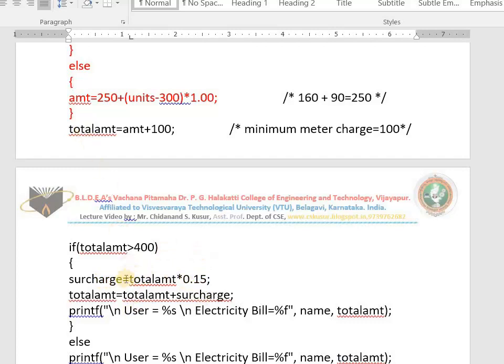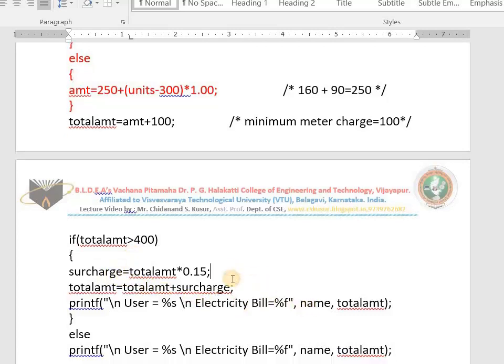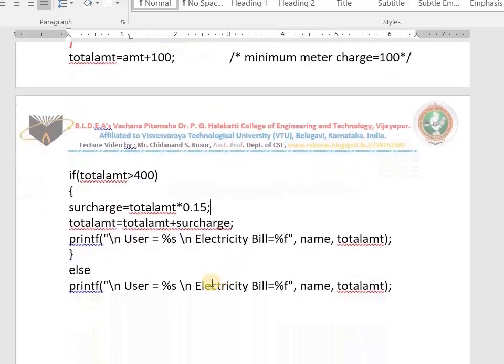That surcharge you have to add into the total amount. Already we calculated the total amount. We calculated the surcharge. That one we add into the total amount. Now we have calculated the total amount. You have to print the username. The user name, percent s, which is a string variable, name is there, and electricity bill is available in total amount. If the total amount is more than 400, then only we calculate the surcharge, then only we add to the total amount, then only we print. Assume that the total amount is not more than 400. We won't calculate the surcharge. We won't add. We just print the username as it is and the electricity bill as the total amount. I think you understood the problem and the solution also.